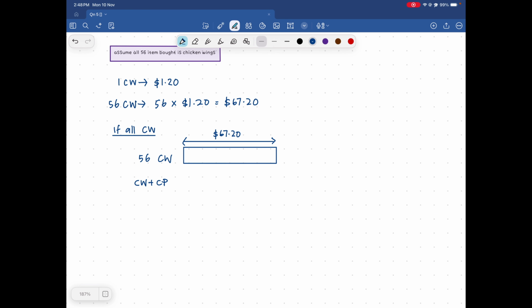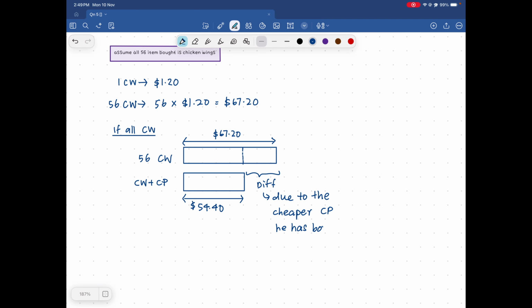That means when he bought a mixture of chicken wings and curry puffs, he only paid a total of $54.40. And this extra difference is due to the cheaper curry puff he has bought. So I'm going to color this in blue.